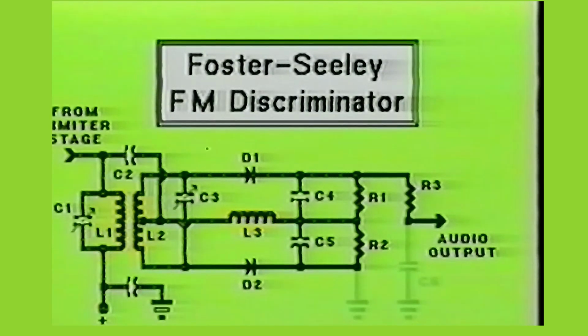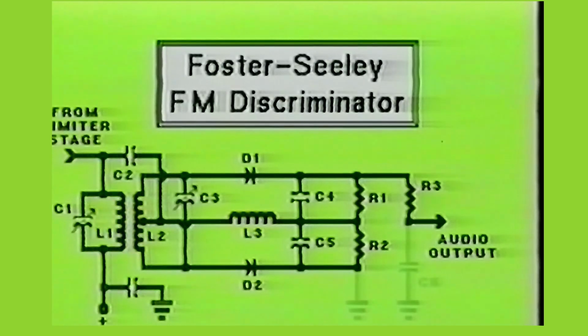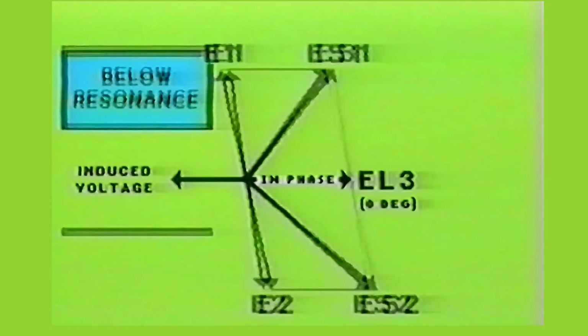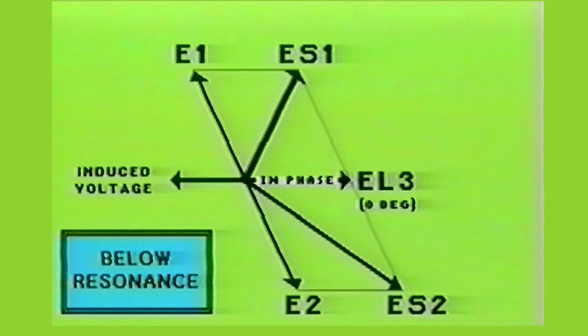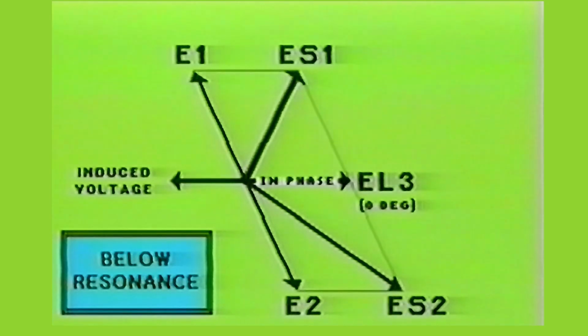Now let's see what happens when the FM signal deviates below the resonant frequency. When the frequency modulated signal is below the resonant frequency, the inductive reactance of L2 will be less than the capacitive reactance of capacitor C3. This will result in the circuit acting like a capacitor, in which case the secondary current will begin leading the induced voltage. As you can see from the vector diagram, ES2 now has a greater potential than ES1.